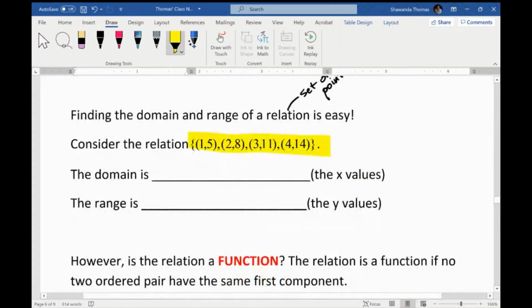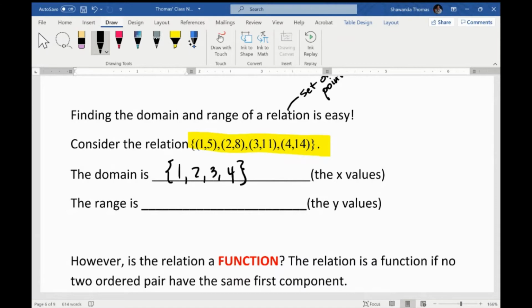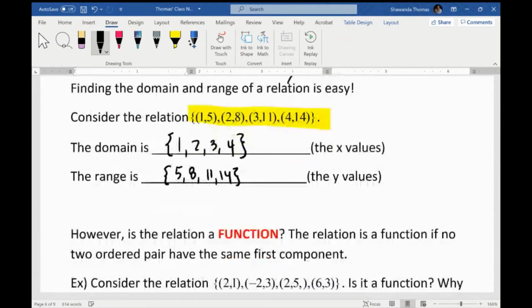The domain is just the x values. What are the x values? 1, 2, 3, 4. The only thing is we have to put these little braces around it. Similarly with range, you have to put braces around it. The range is just the y values. What is the range of this relation? 5, 8, 11, and 14. Yep. Done. That's the easy domain and range.